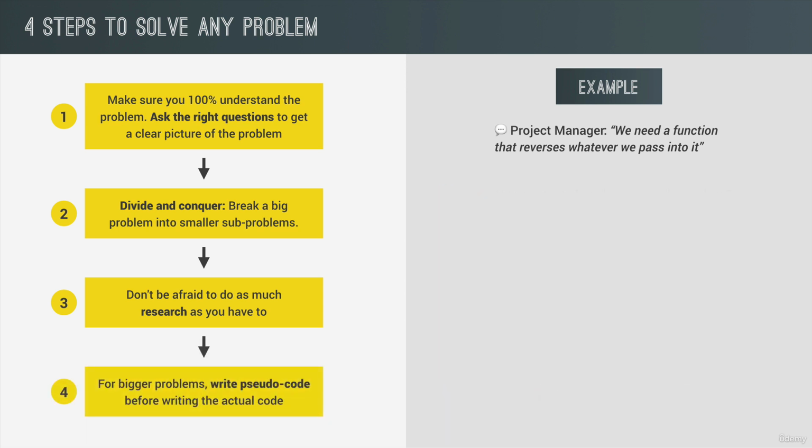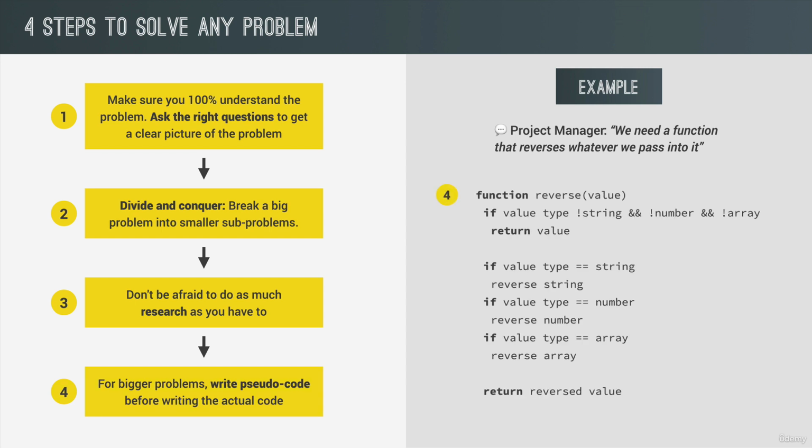Finally, in case we are trying to solve bigger problems, we should put all the previous steps together and write some so-called pseudocode before writing the actual code. And pseudocode is simply an informal description of the actual code that we're going to write. So it's like code for humans to understand, not computers. For our example, the pseudocode might look something like this.